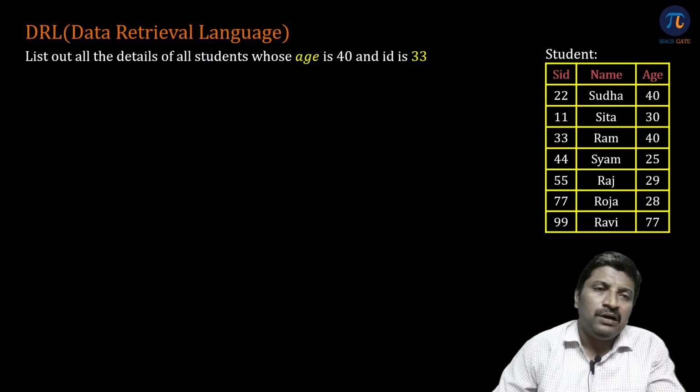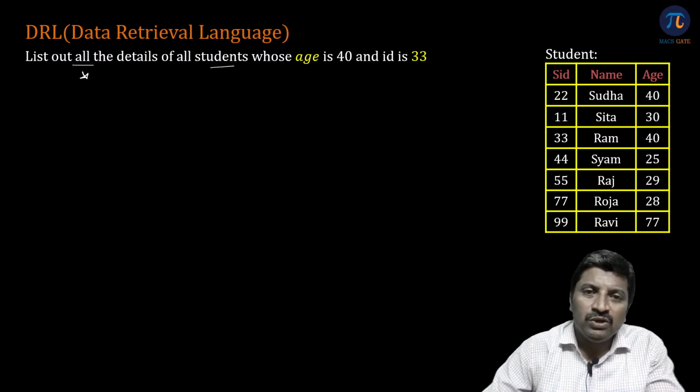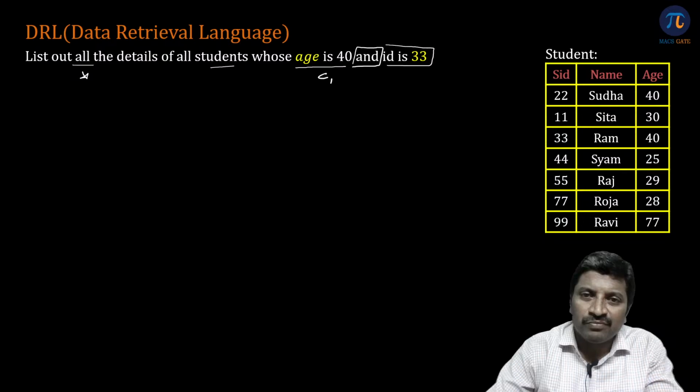The next one, list out all the details, star, of the students whose age is 40, condition 1, and this is our keyword, AND, ID is 33. So this is condition 2.